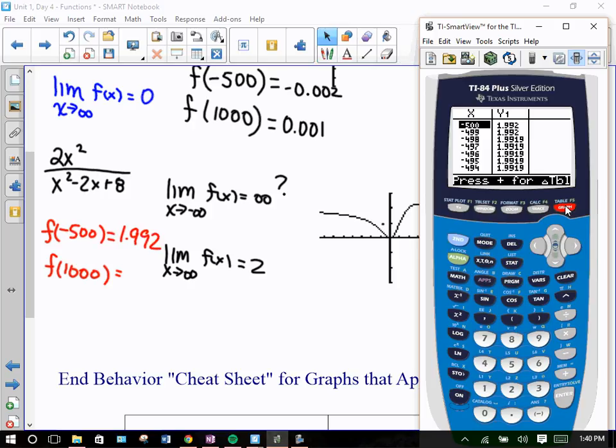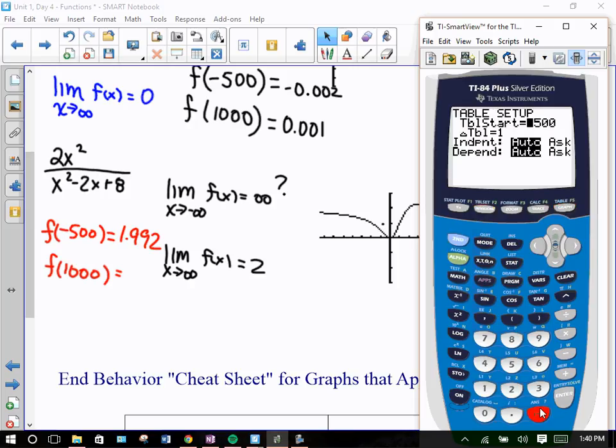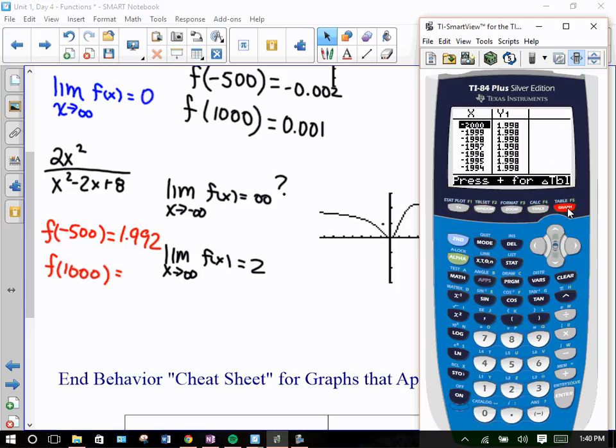If I need more proof, maybe I'm not convinced, I can go to the second window and try negative 2,000. Second table. It looks like it's approaching 2. If I get it going, I might get to 1.999 real quick. Sometimes maybe not real quick, who knows. But clearly, it's going towards 2.